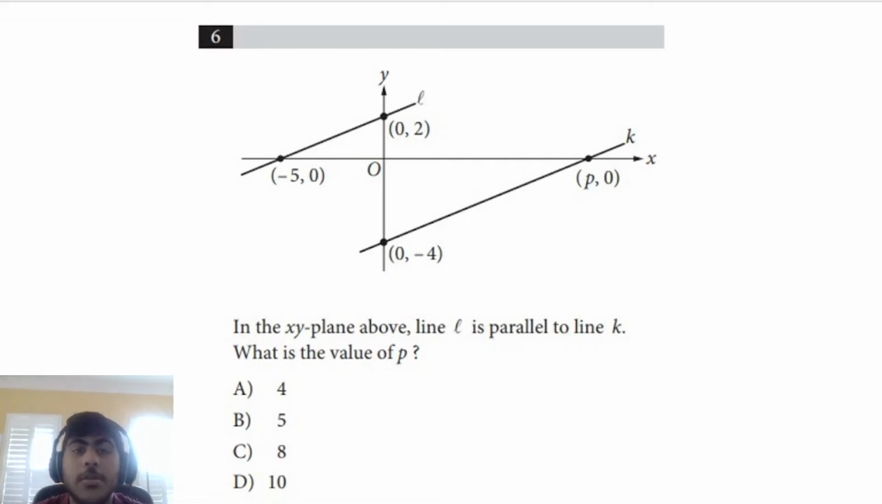Hello and welcome. Today we're going to be reviewing questions 6 to 10 on the SAT Practice Test 2, the Math No Calculator section. We've done several videos previously looking at the other questions in the No Calculator section as well as the Calculator section. Make sure to check those out.